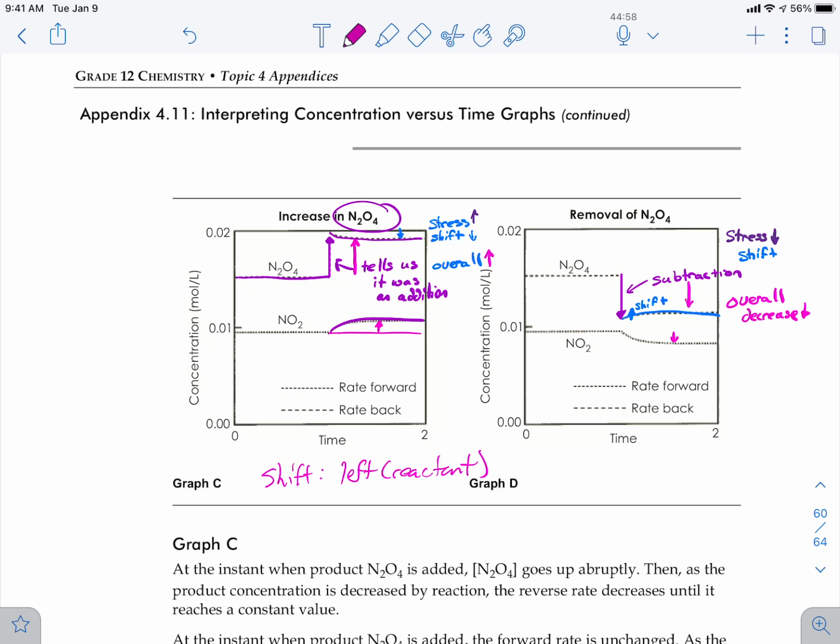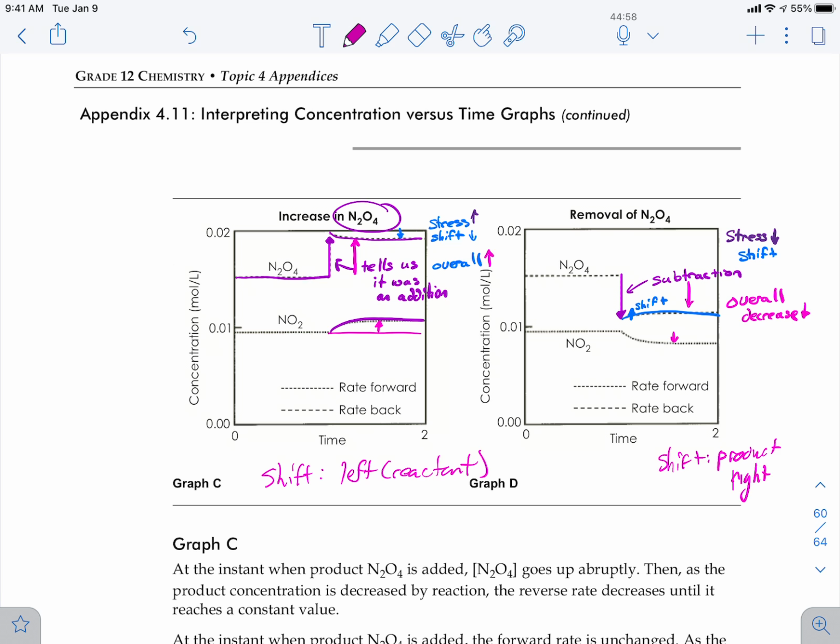Reduce the amount of N2O4 on this next one, and you get a sudden decrease in concentration and then a shift. As the shift happens, you get the opposite direction, so the curve for the N2O4 is in the opposite direction, which tells you that the shift is towards products, or shift to the right.